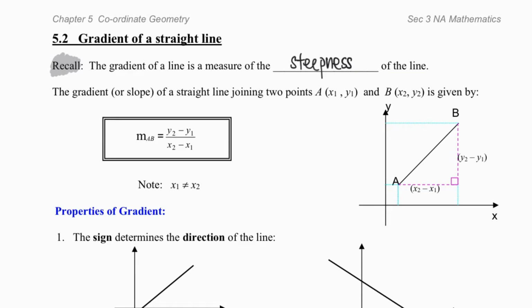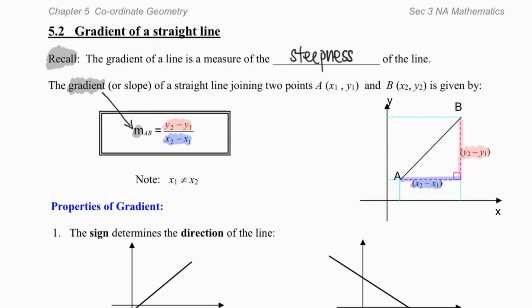The very first thing you all need to take note of is gradient. We usually like to use the letter M to denote it. And y2 minus y1, we usually use the vertical divided by the horizontal. And do take note, x1 and x2 cannot be the same. So this is the formula.